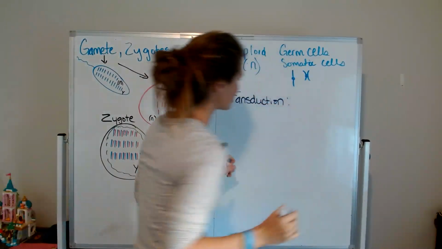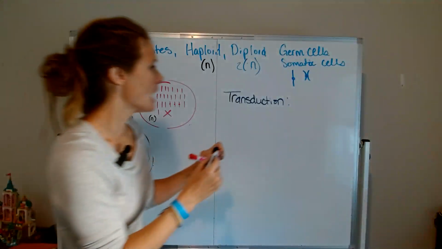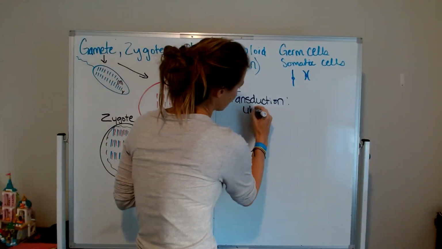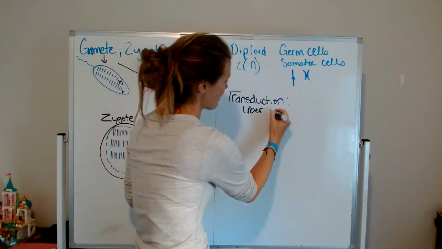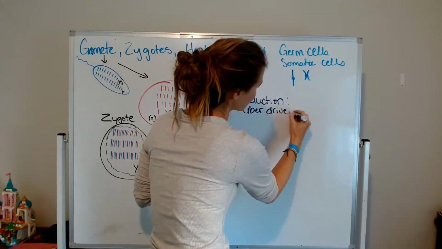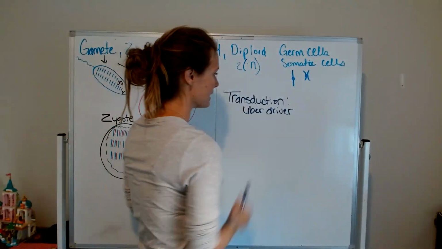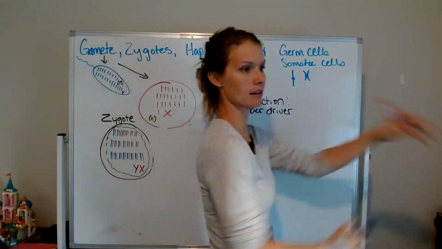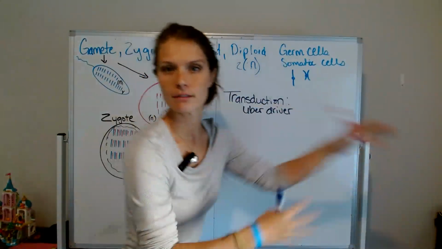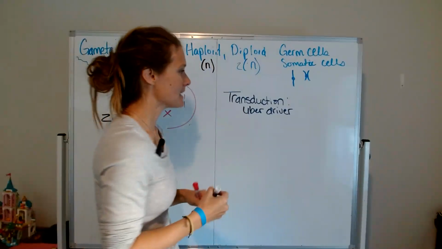So transduction is like your Uber driver picked up somebody else. Like this wasn't meant for your Uber. And so this Uber driver is passing on other people. So it's passing on information.